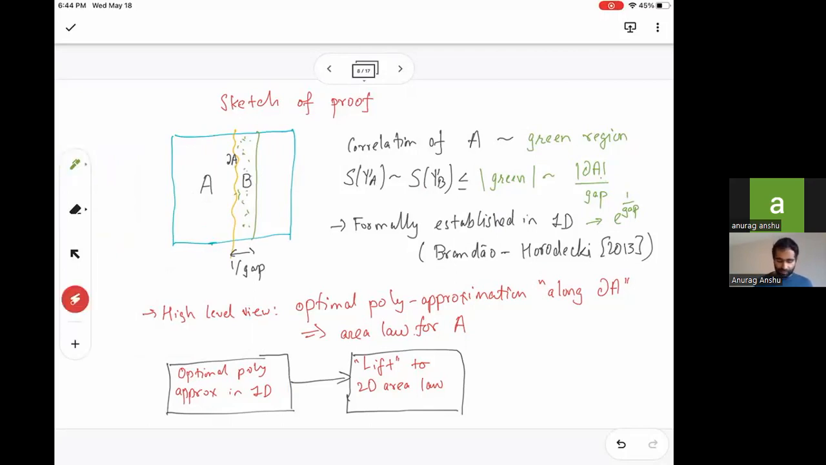And our result is to replace the notion of correlation length with a different notion of locality, which is that of optimal polynomial approximation. So at a very high level, what we show is that the optimal polynomial approximation that I will describe in the coming slides, along the boundary of this cut of this partition, implies an area law for the region A. And the way we'll prove area law is that we'll first construct optimal polynomial approximation along the boundary, which is an effective 1D system, and we'll use that to lift it to a 2-dimensional area law.